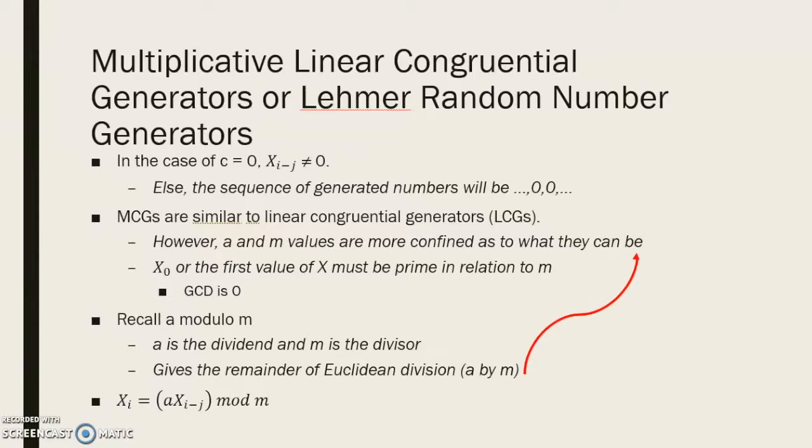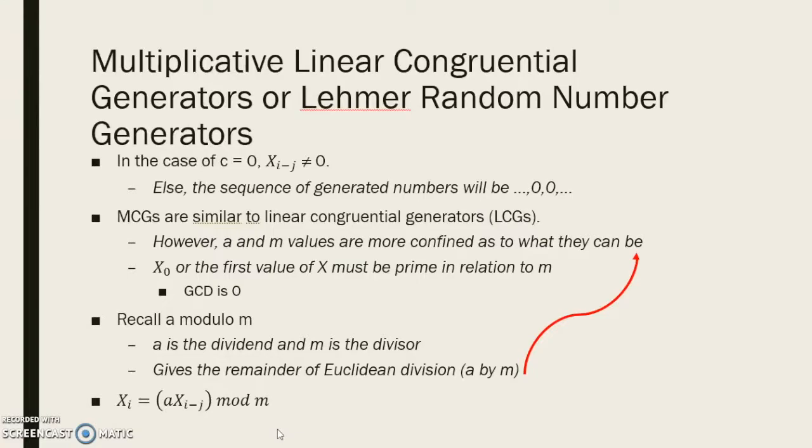Now, why are they more confined as to what they can be? The answer lies in A modulo M. If we recall, A is the dividend and M is the divisor, and A modulo M gives the remainder of Euclidean division of A by M. And that is how these numbers will be randomly generated. So as you can see, recall our equation, A x_{i-j} modulo M. In order to generate these random numbers, you must confine A, M, and x_0 in order to receive remainders of this Euclidean division.